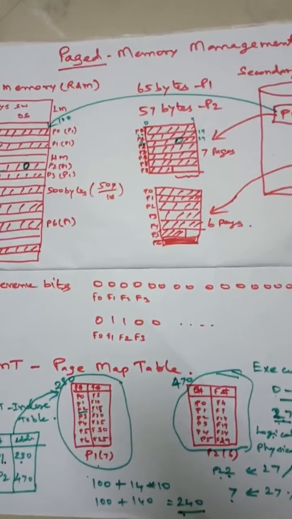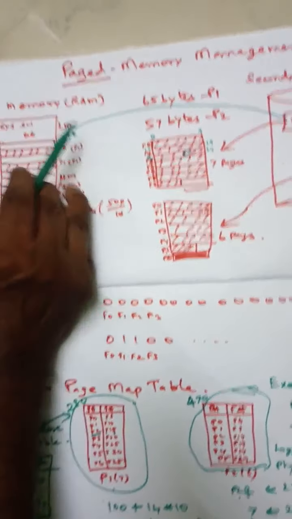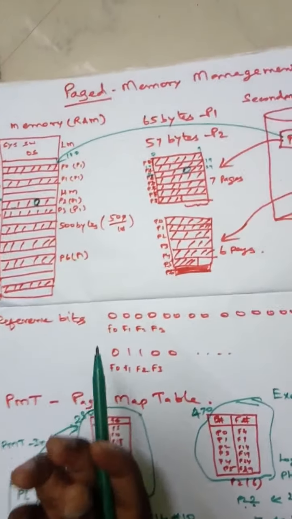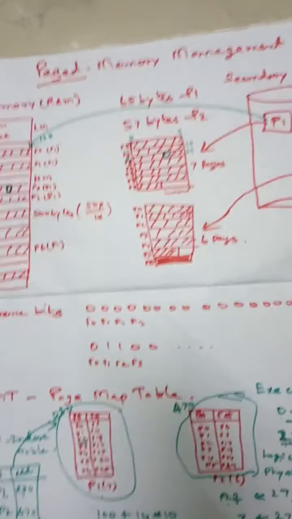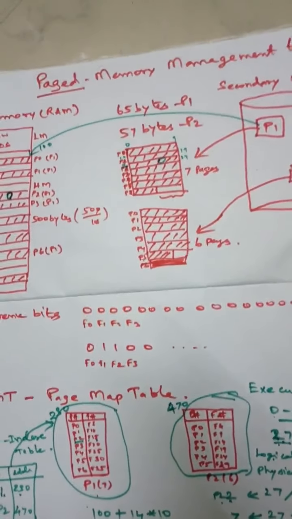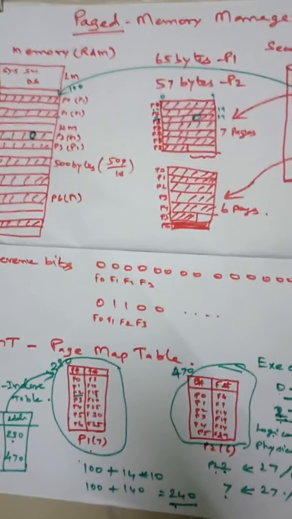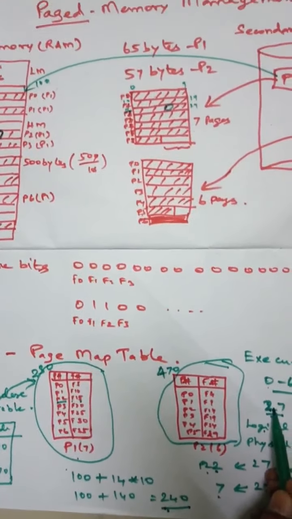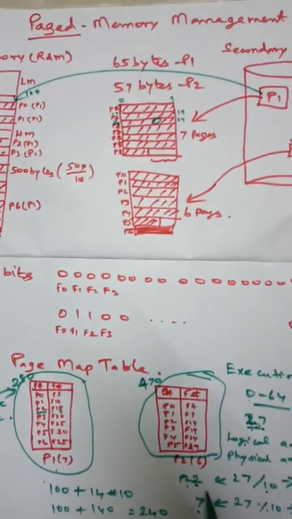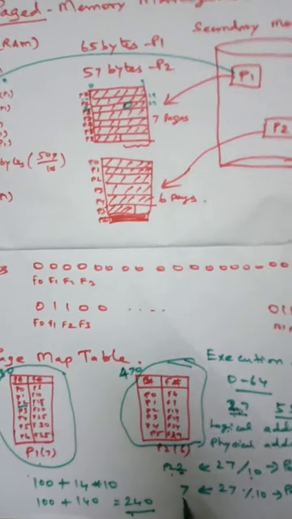Okay, 7th byte. So here the instruction is available. This is going to be fetched, decoded, then execution performed. Very clear? I repeat once again. The CPU generated one logical address, 27. From this, page number and page offset are derived.